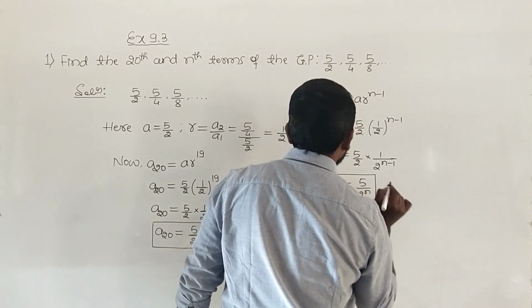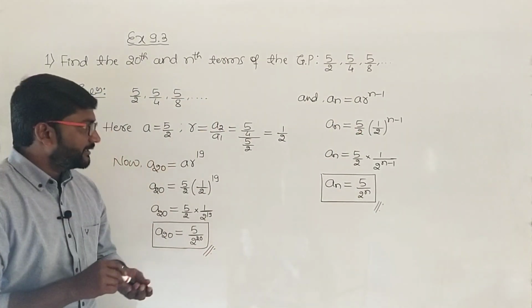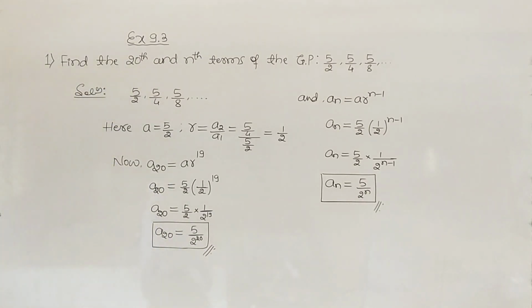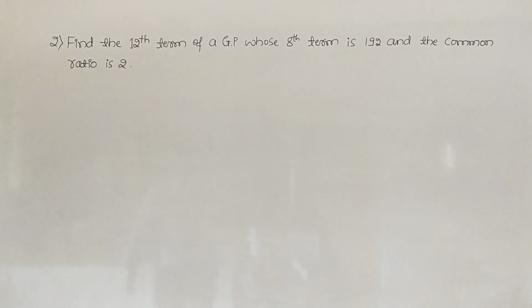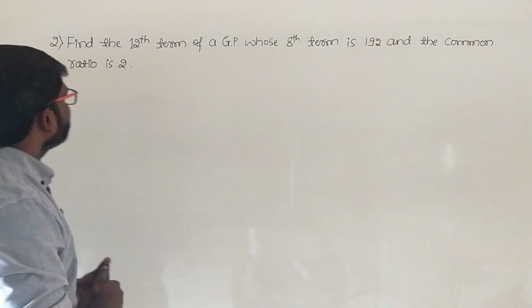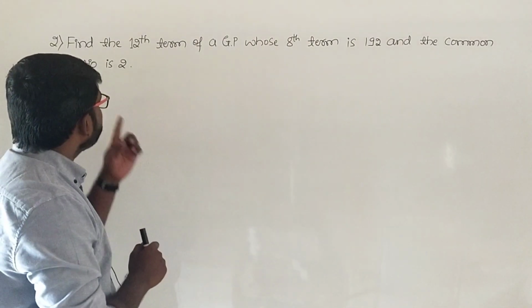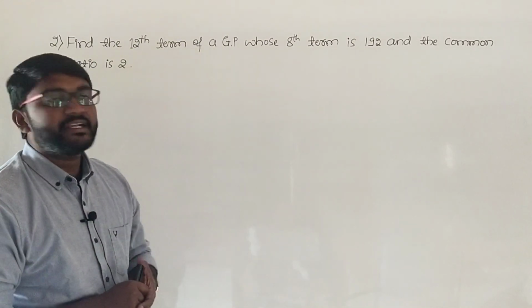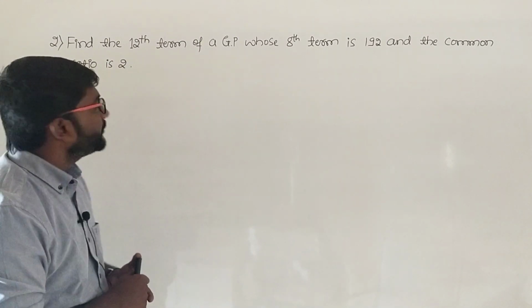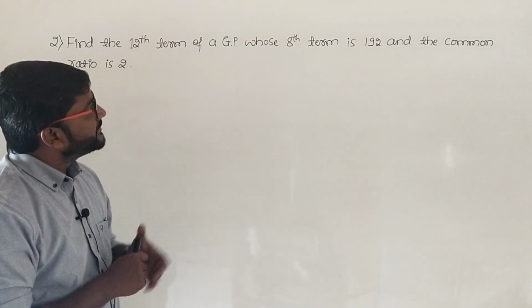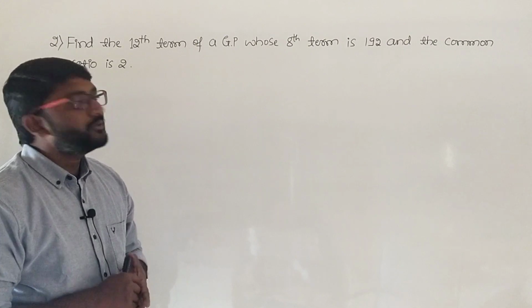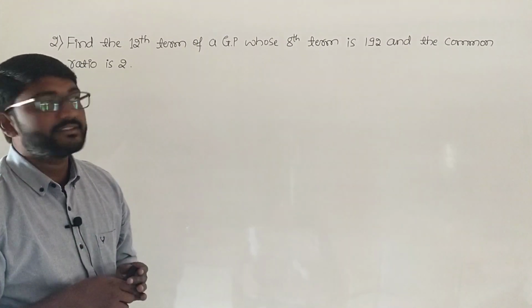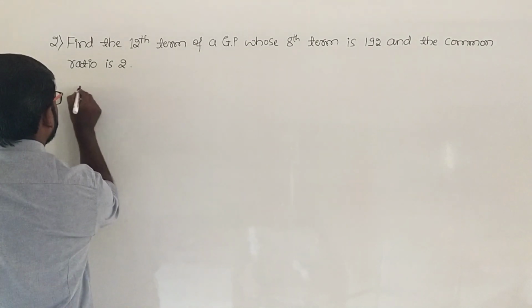This is all about the first problem. Note this down and then we will move on to the second one. The second problem: find the 12th term of a GP whose 8th term is 192 and the common ratio is 2. So A8 equals 192 and the common ratio r is 2. We have to find A12, the 12th term of the geometric progression.